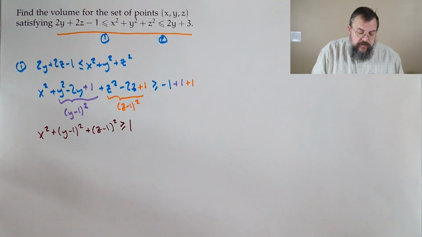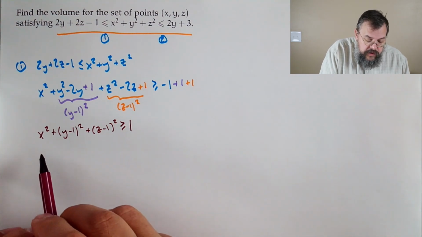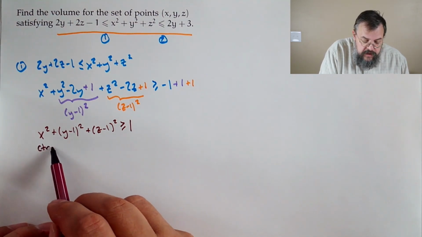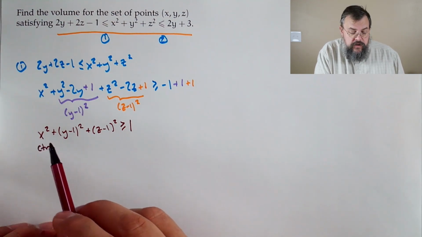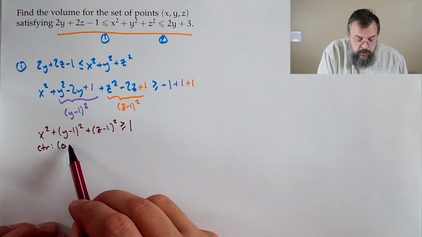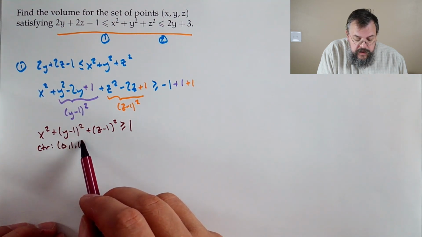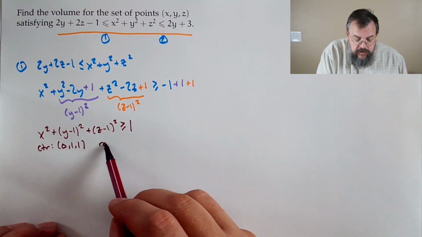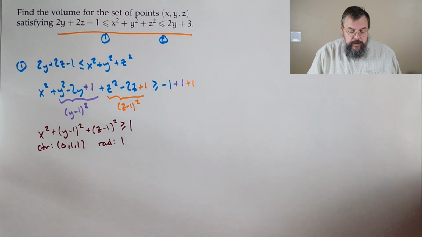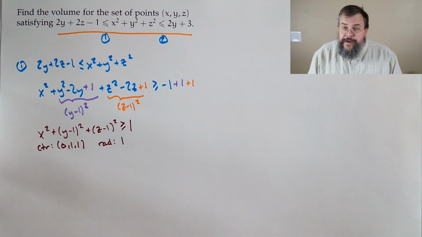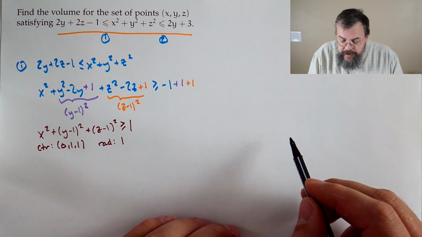Now, what do we have? Where's our center? Well, our center would be at 0, because this is the same as x minus 0. So at 0, 1, 1. And our radius would be 1. So if we were to do a quick sketch, and we will, what do we have?